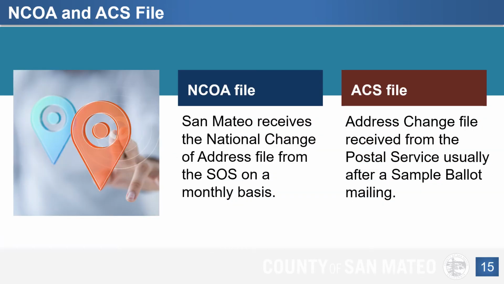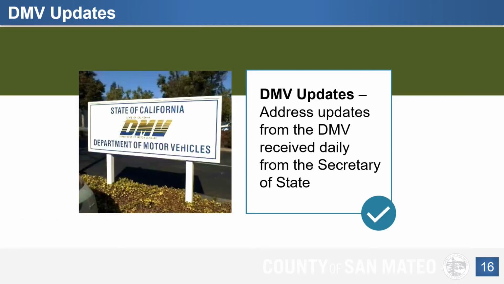The NCOA and ACS files are electronic files processed within the election management system. The NCOA comes from the SOS, while the ACS file comes from the U.S. Post Office and essentially replaces the yellow sticky you see on envelopes. DMV update files are electronic files that come to us through the Secretary of State and are basic address updates.